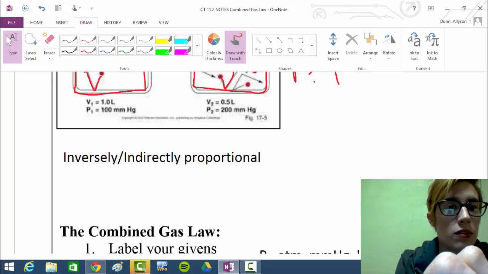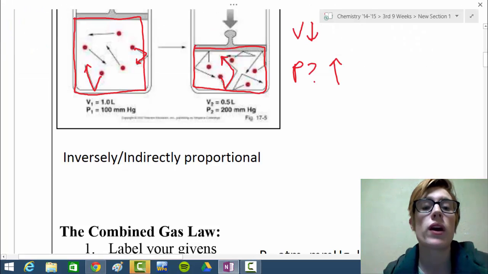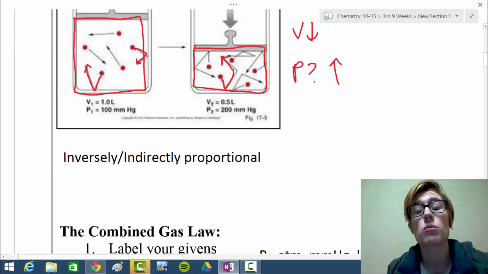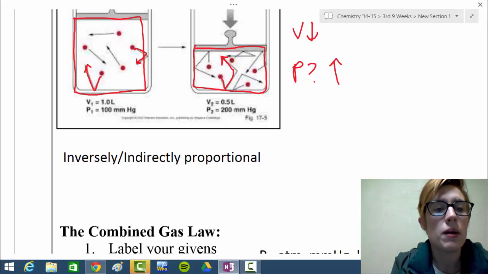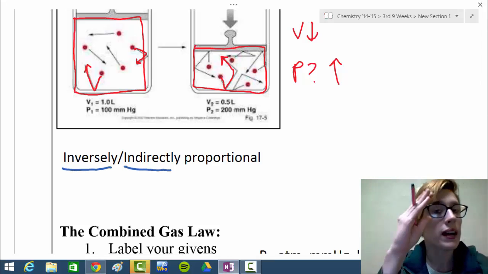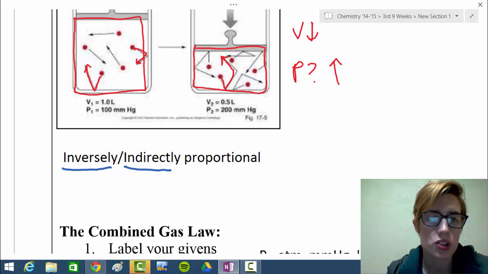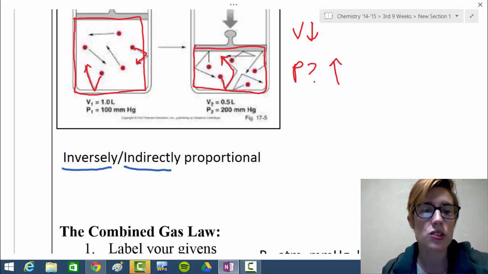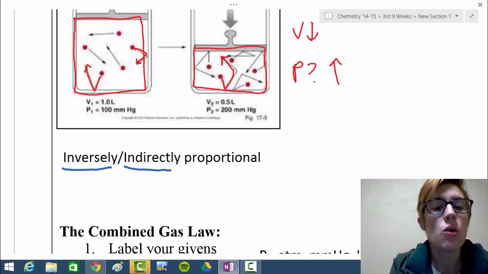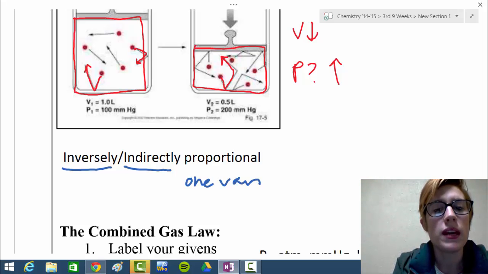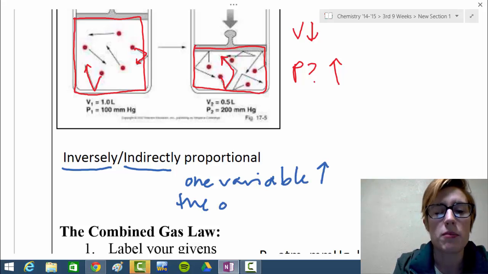And there's a term for this type of relationship where when one variable goes one way, the other variable goes the opposite way, and that's called inverse or indirect. And so we say that volume and pressure are inversely or indirectly proportional to each other, which just means, when one variable increases, then the other variable will do the opposite. Okay, the other variable will decrease.